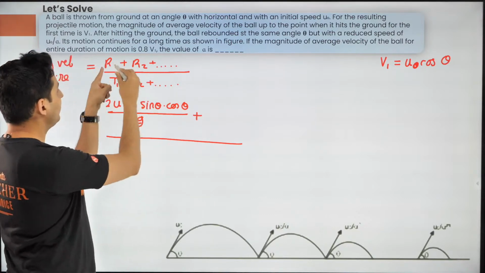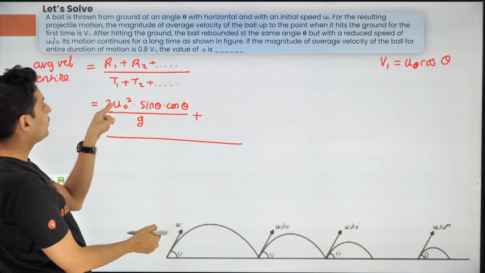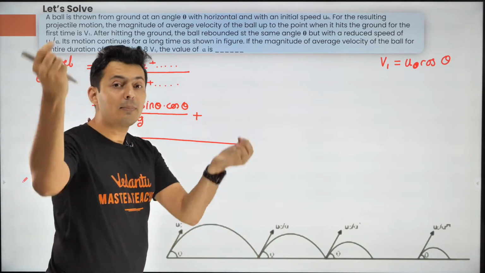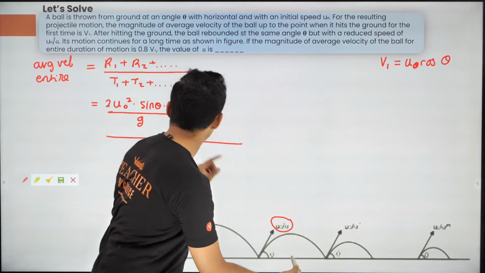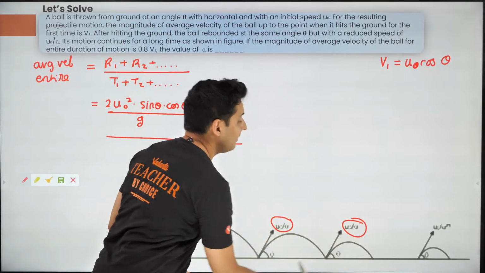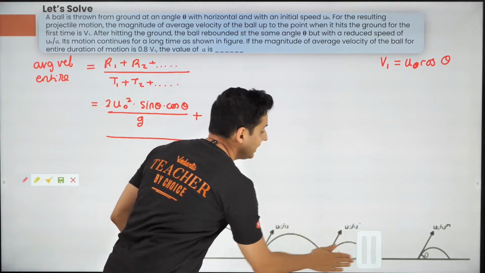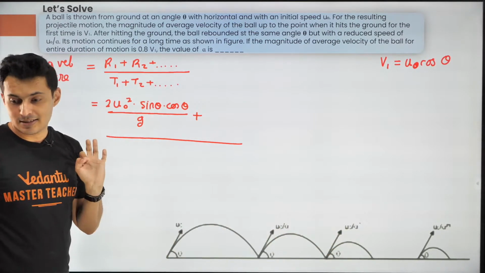Now the second term will be, remember, instead of u0, it will be u0 by alpha. It has become alpha times less. The next term will be the same thing, but alpha square times less. So every time the velocity is alpha times less.